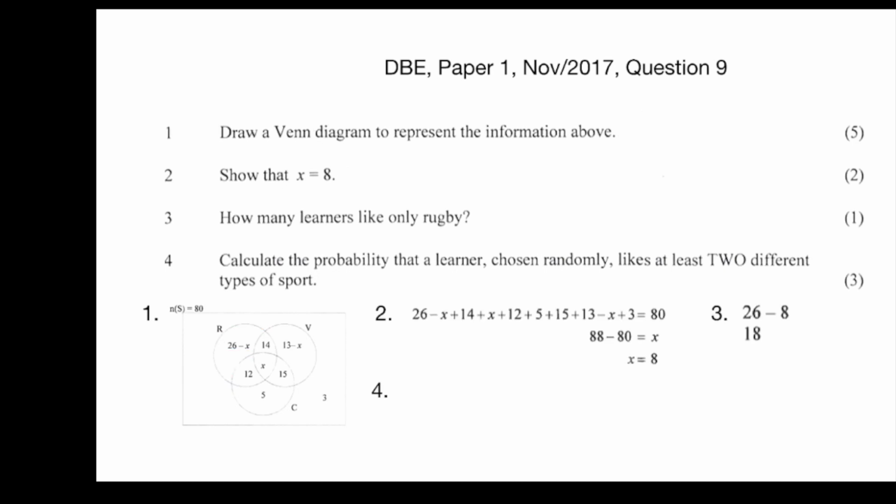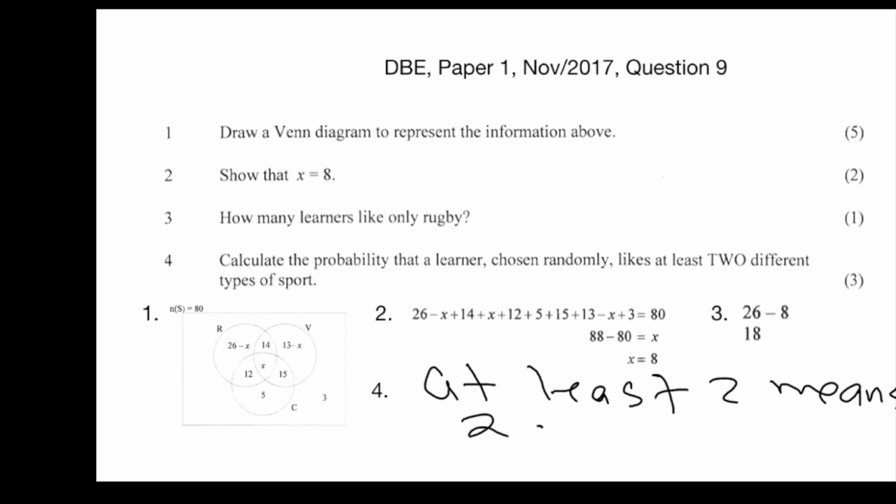Then the last question, calculate the probability that a learner chosen randomly likes at least 2 different types of sport. Now that term at least, so at least 2 means 2 or more. So how many learners like 2 or more? We know that we have 80 learners altogether here, but out of the 80, how many of them like 2 or more sports?